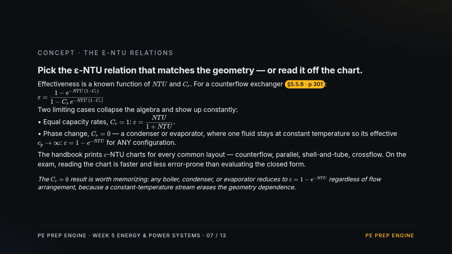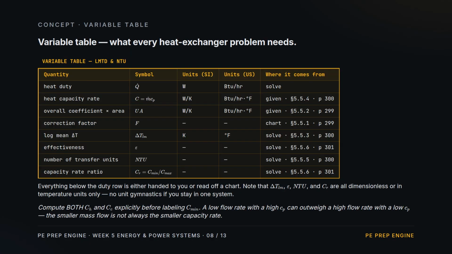On the exam, reading the chart beats evaluating the formula. Variable table. Heat duty Q is the answer. The heat capacity rate, C equals m dot times Cp, and the exchanger size, UA, are given. The correction factor F and effectiveness come off charts. The log mean delta T, NTU, and the capacity ratio you solve for.